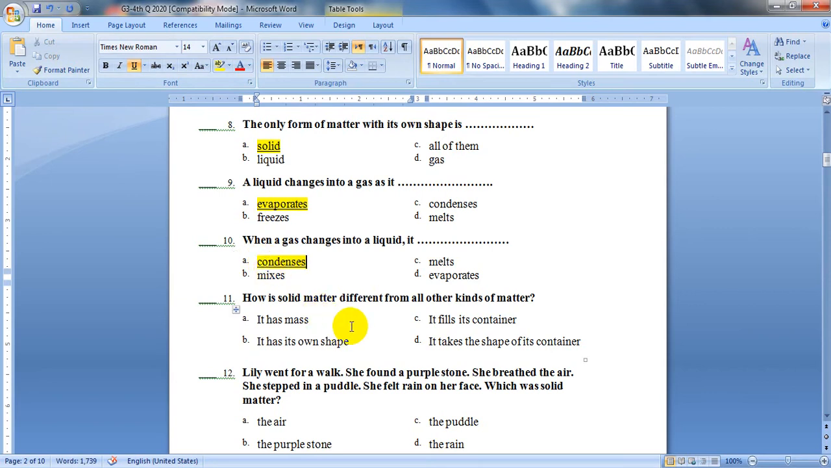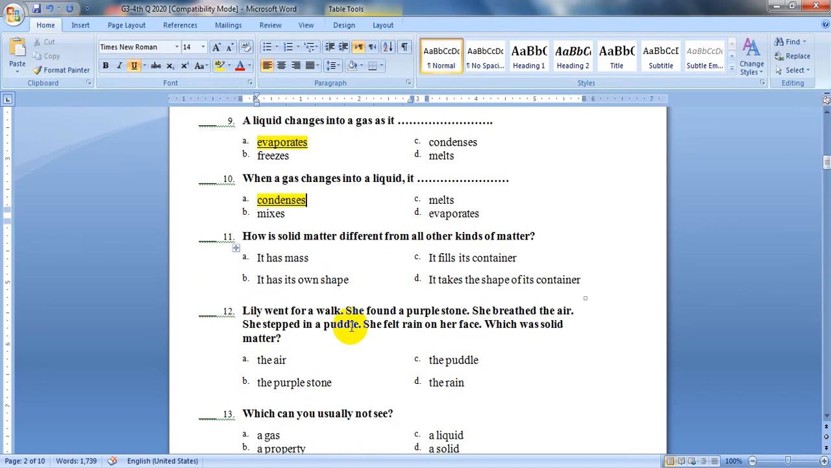11. How is solid matter different from all other kinds of matter? A solid is different. How is it different? It has mass. It has its own shape. It fills its container. It takes the shape of its container. A solid has its own shape. Why don't we choose letter A? It has mass. Because all matter has mass.